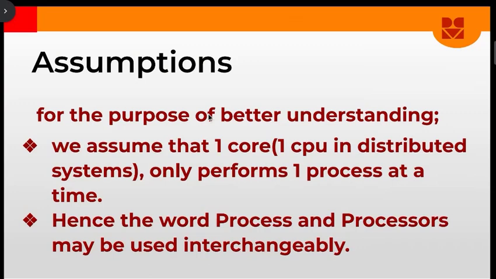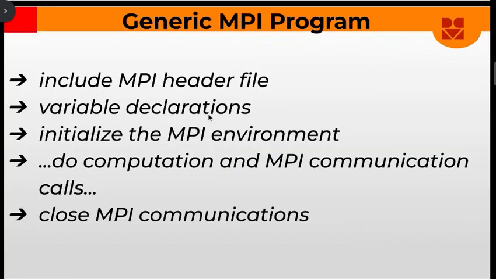Now, the assumptions still hold, right? We assume that one core can perform just one process at a time, and by so doing, we can use the words process and processor interchangeably, right? Okay. Now, before we talk about the basic functions, let's look at a generic MPI program.